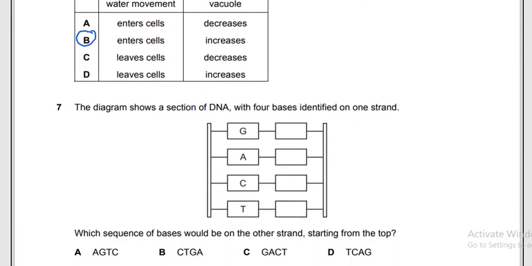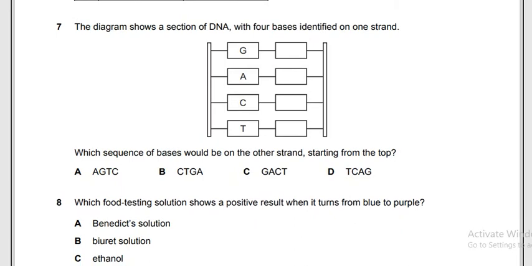Now, the diagram shows a section of a DNA with 4 bases. Identify the correct strand. Remember, A always joins to T and C always joins to G. So this will be C, this will be T, this will be G, and this will be A. So which strand follows that pattern? C, T, G, A. The answer is A. The answer is B, sorry.